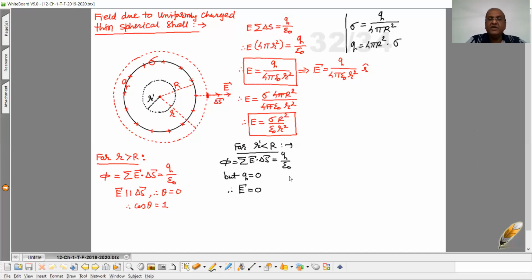But see here, Q is the charge enclosed by the Gaussian surface. Here the entire charge is outside the Gaussian surface. So the net charge enclosed by the surface is 0. So here we have to take Q equal to 0. If we take Q equal to 0, then E equal to 0. It implies that inside the charged spherical shell, at any point, the electric field is 0. Clear to all of you?